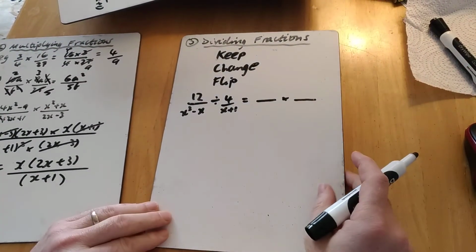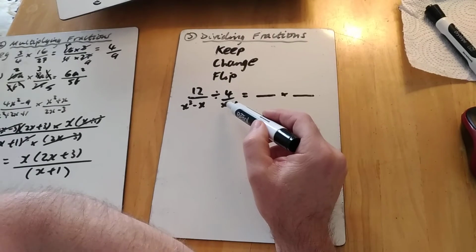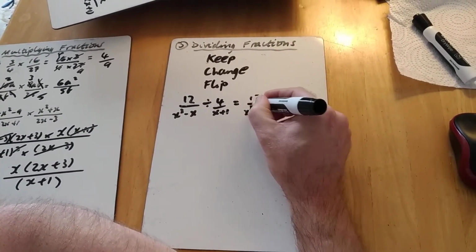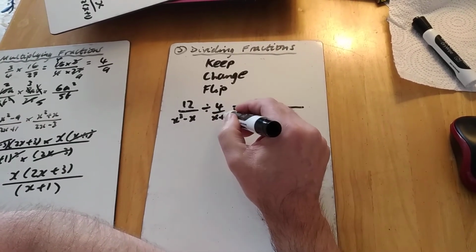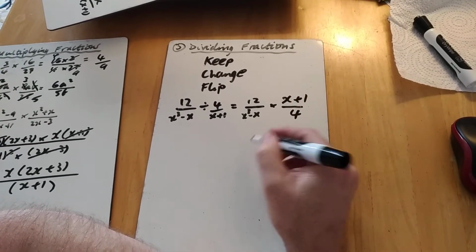And lastly, for now, dividing fractions. Keep, change, flip. So if I've got a fraction divided by another one, how do I do it? I keep the first one as it is, x cubed minus x, and then change the divide to times, and the one I'm dividing by, I flip upside down. And then I'm off and running.